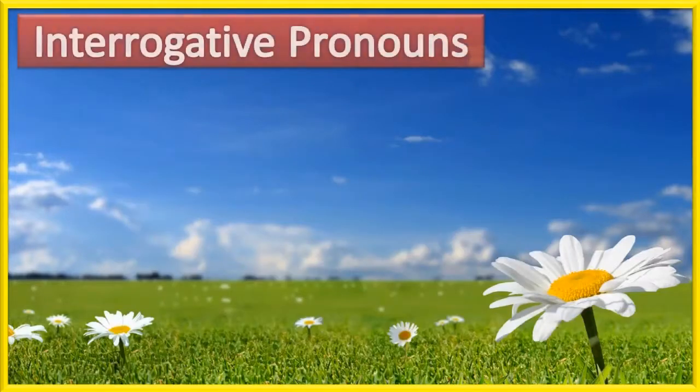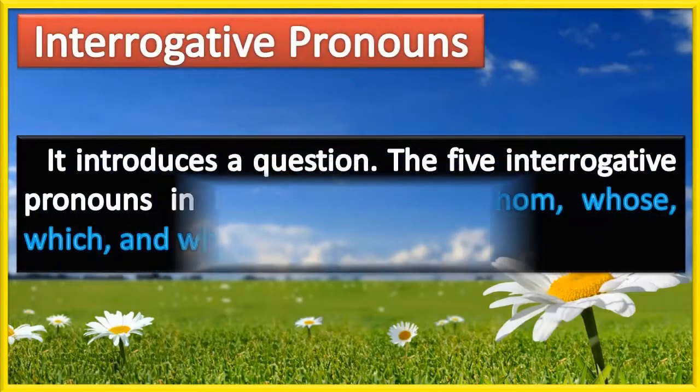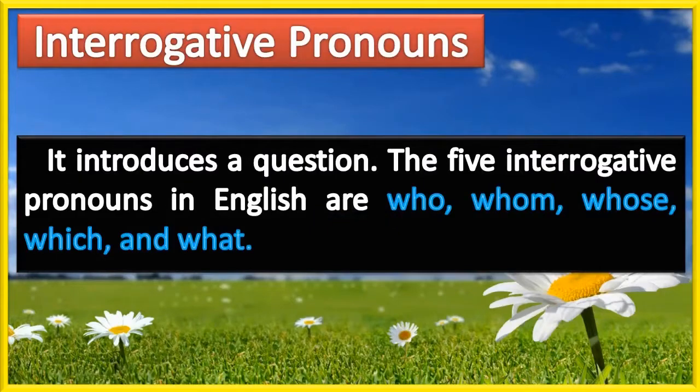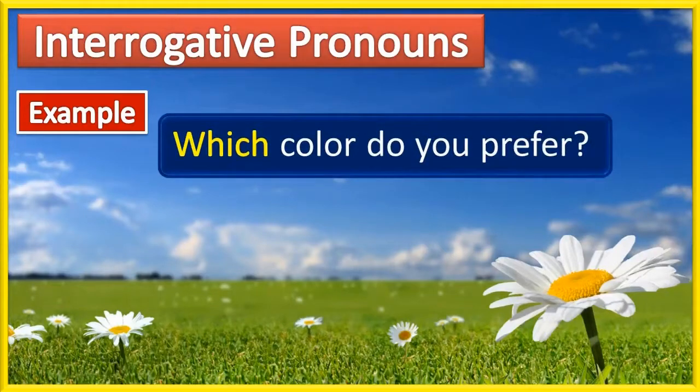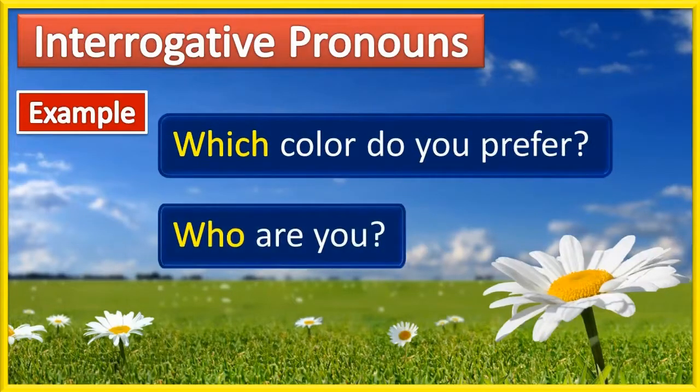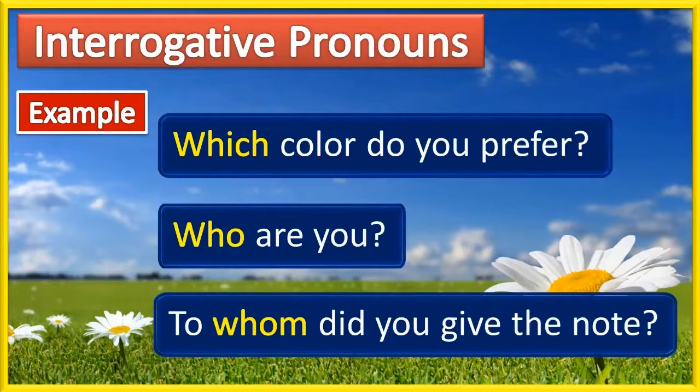Interrogative pronouns. It introduces a question. The 5 interrogative pronouns in English are who, whom, whose, which, and what. Examples: Which color do you prefer? Who are you? To whom did you give the note?